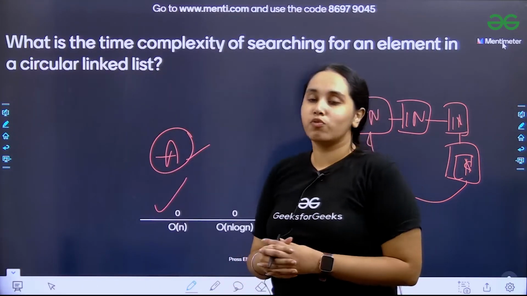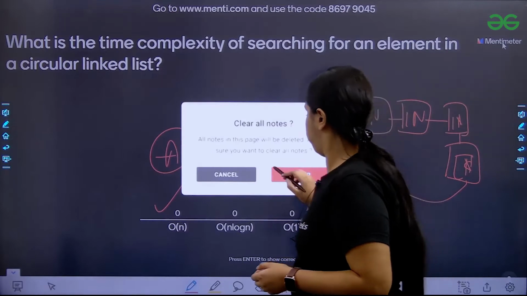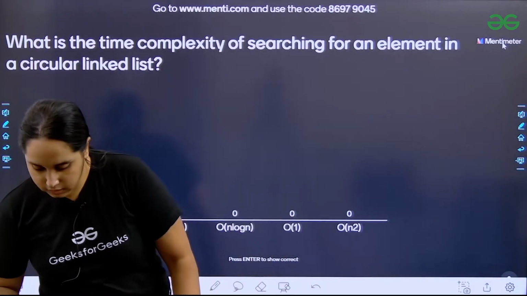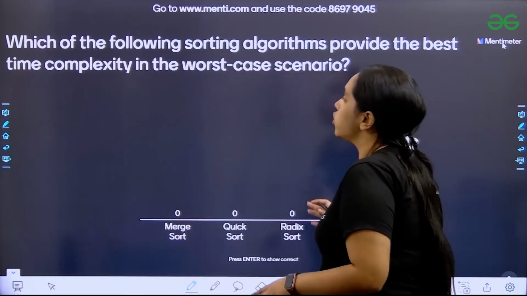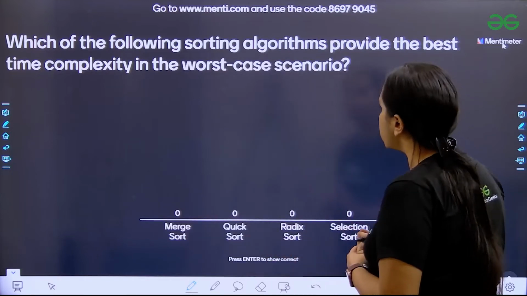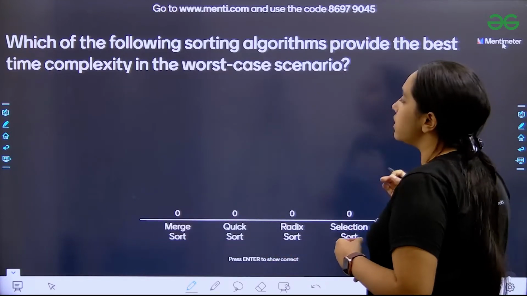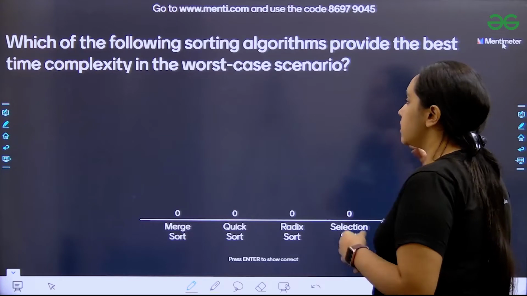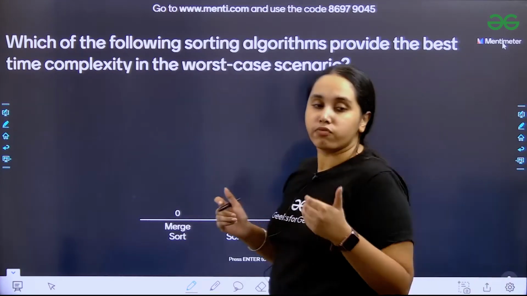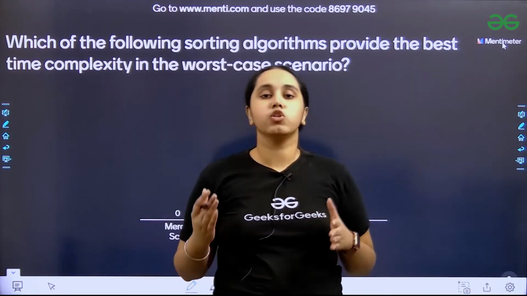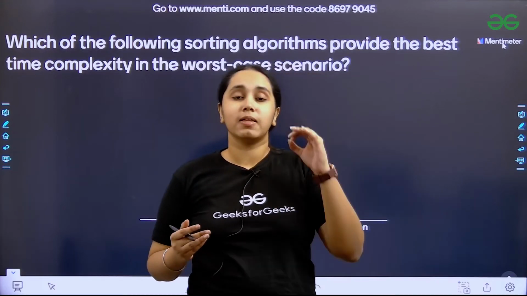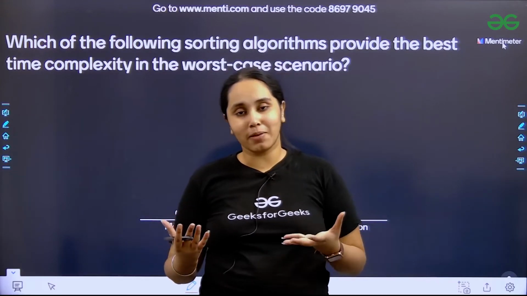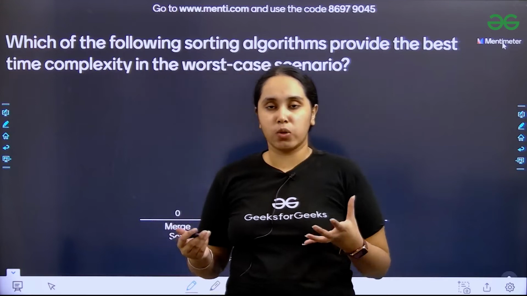So now let's move forward to the next question. Okay. Next question is, which of the following sorting algorithms provide the best time complexity in the worst case scenario? Okay. You are given different sorting algorithms and you need to tell which of them provides the best time complexity in the worst situation.